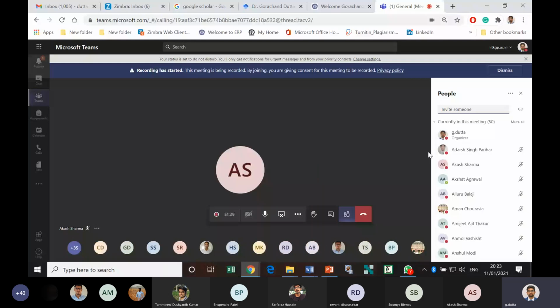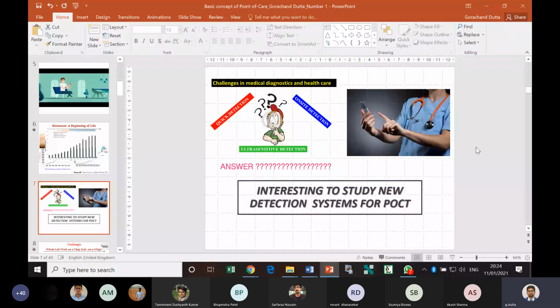If you don't know what ultra sensitivity is, what specificity is, what a biosensor is, what a bioreceptor is, what a transducer is, then at each step you will face some problem, right? In the first few classes I will go a little slow so that you can understand each point. Then keep asking many questions so that you can clear your basics.